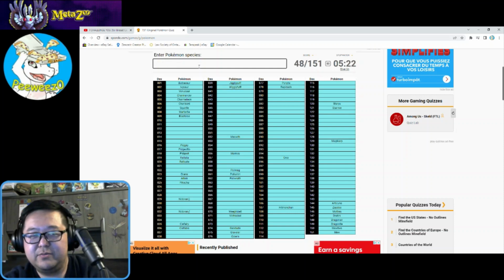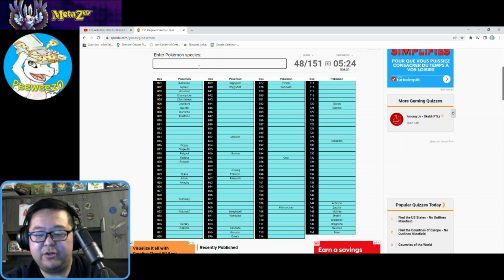And then who else was my... Oh, you know what? We had Nidoran, so let's do Nidorino, Nidoking, Nidorina. Yeah, that's right. Nidoqueen. Yeah. Okay, I still have so many to go.